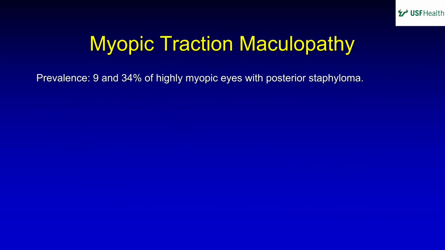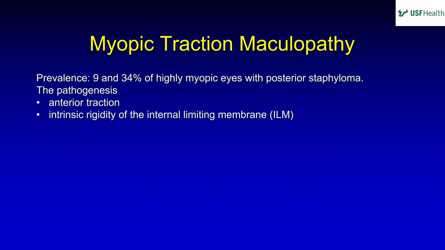Why it happens: it's not uncommon, it's about 10% of myopic patients. It's either anterior posterior traction, or there's a rigidity to the ILM, or it's the staphyloma. And I think that's the thing that makes it so hard. In a lot of cases, it's the staphyloma getting bigger, so the eye's just stretching and the retina can't keep up. And it's very hard to fix that.